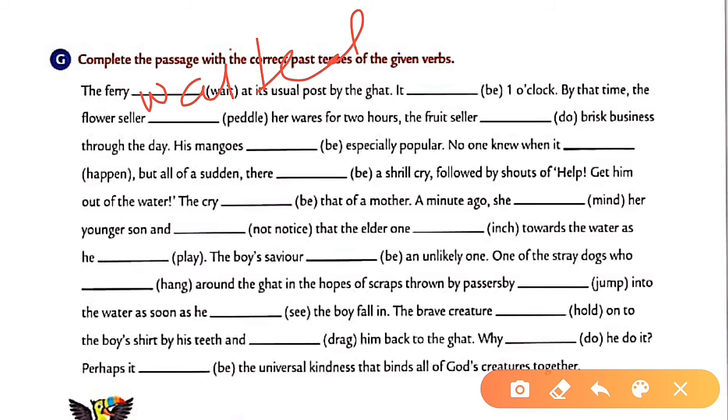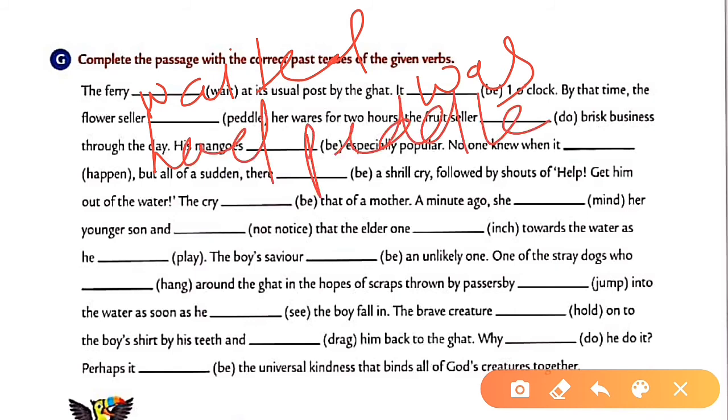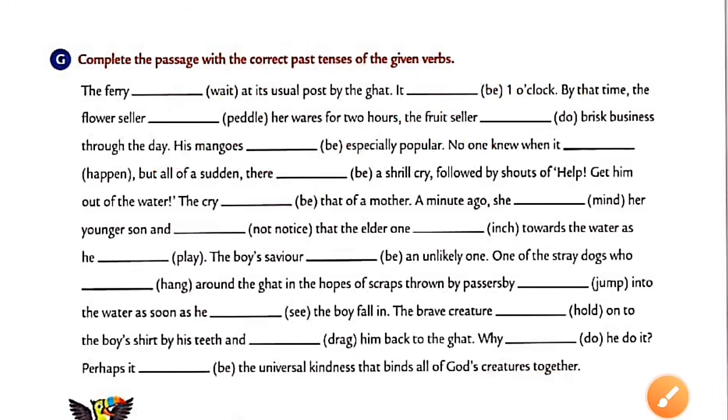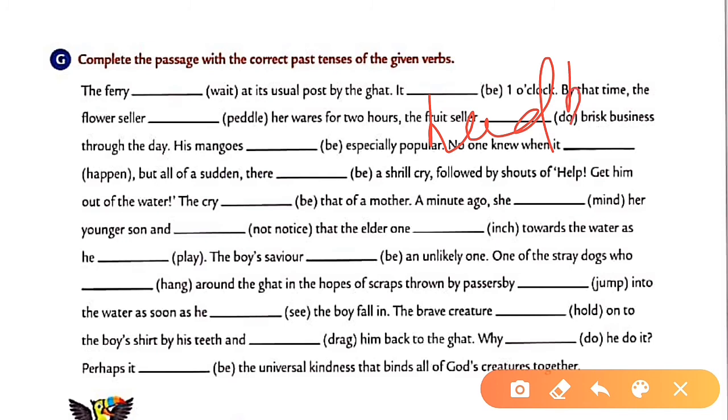It was the usual post by the ghat, and it was 1 o'clock. By the time the flower seller had paddled, for 2 hours the fruit seller had been doing, okay, had been doing business throughout the day. Move to next.